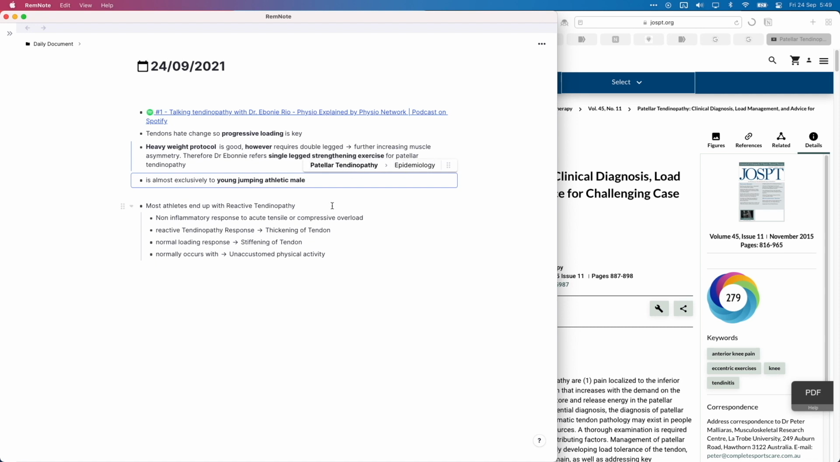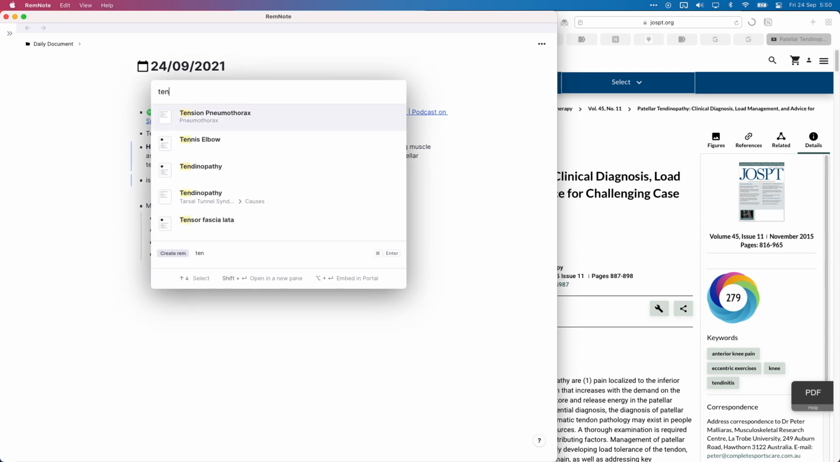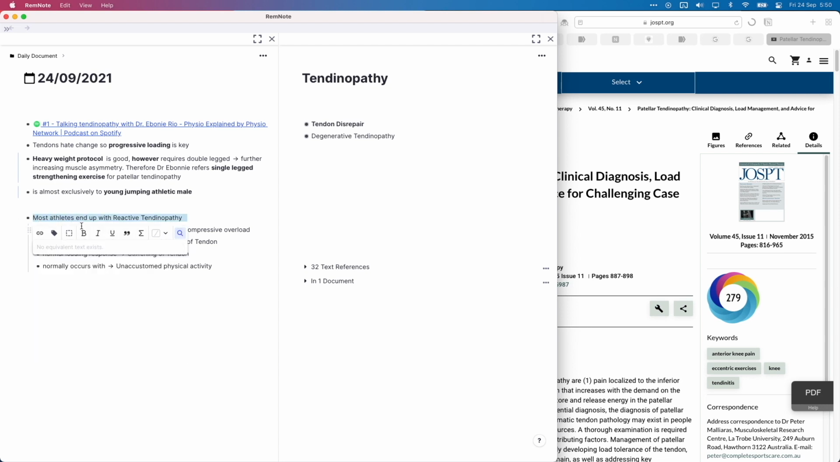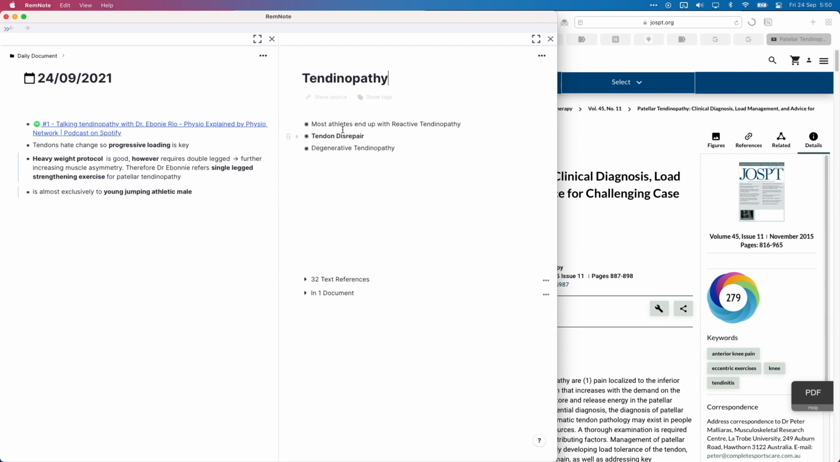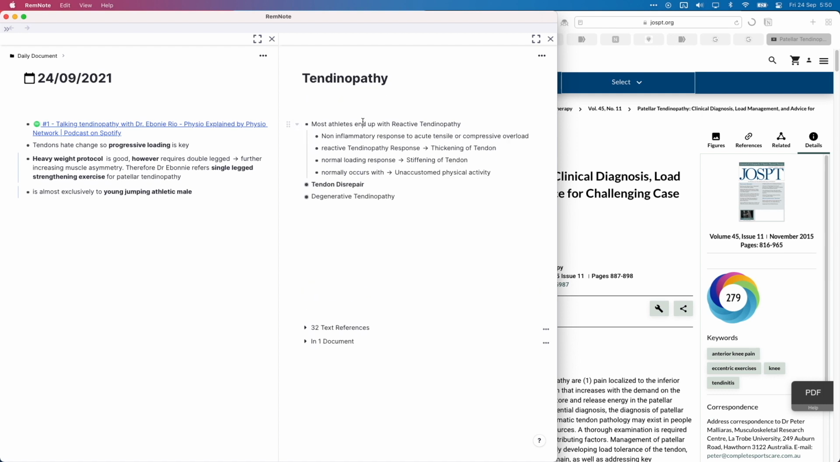Same thing here, when I click on this, I see patella tendinopathy is, oh, it's an epidemiology. So it is almost exclusively to young jumping athletic male. This is talking about tendinopathy. So same thing, again, tendinopathy. I realize that this fits under tendinopathy. I can just cut, paste it into tendinopathy. And I realize that I actually want all of this information in today's reading.